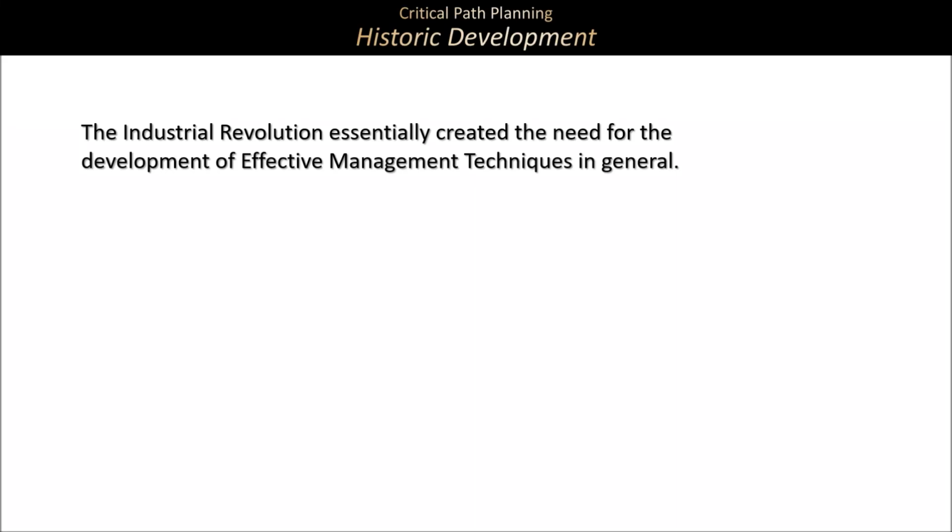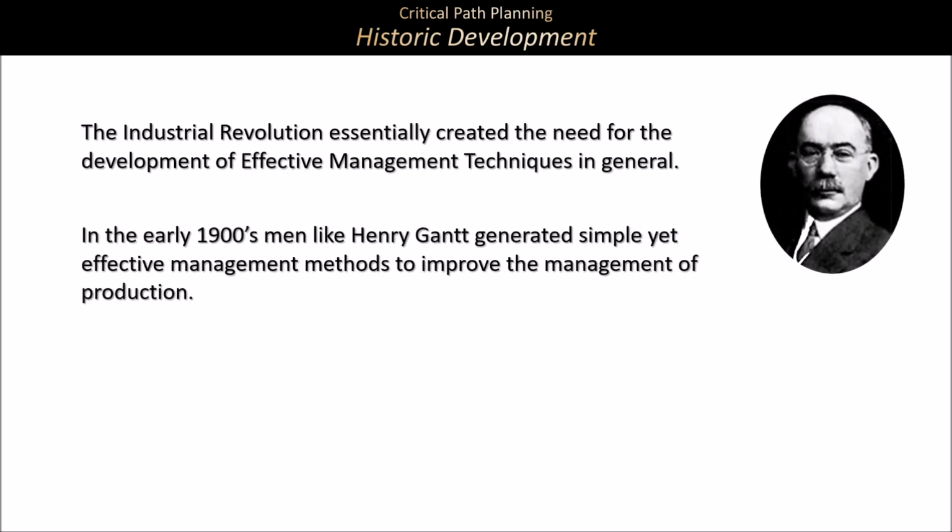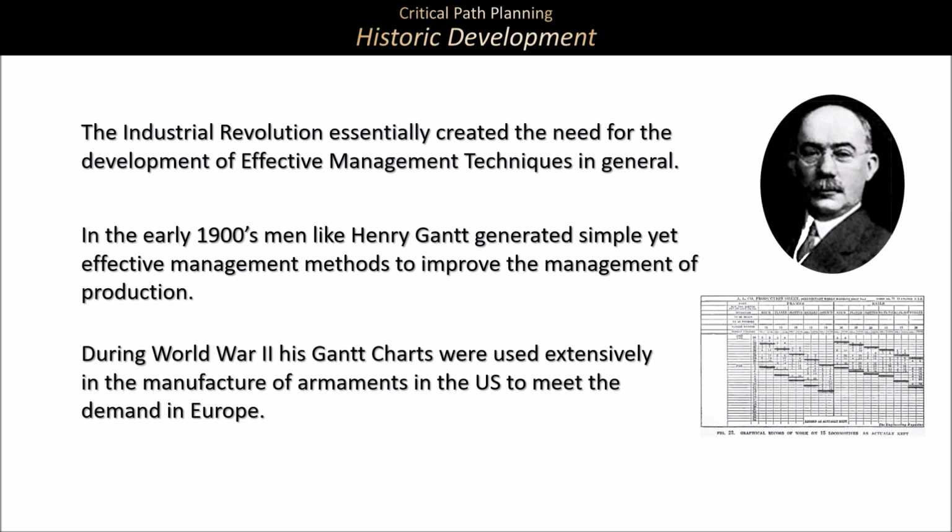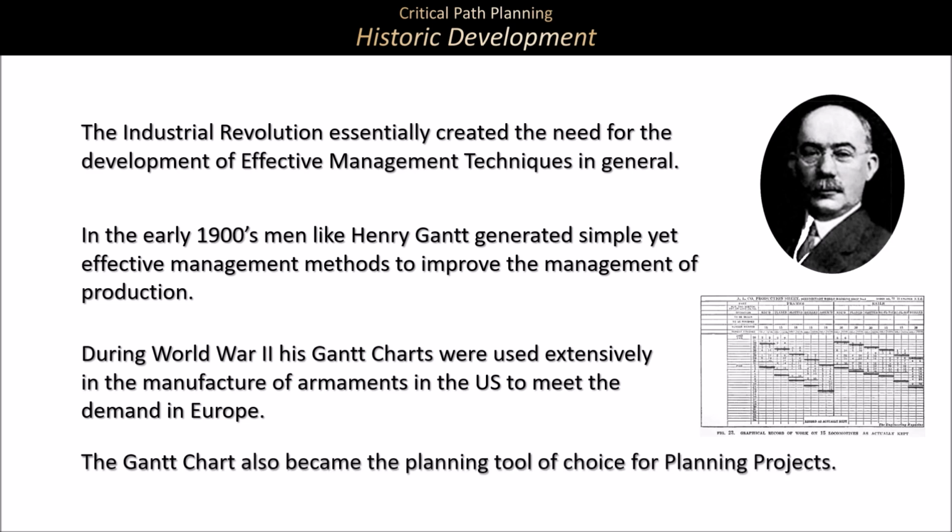The Industrial Revolution essentially created the need for the development of effective management tools in general. In the early 1900s, men like Henry Gantt generated simple yet effective management methods to improve the management of production. During the Second World War, his Gantt charts were used extensively in the manufacture of armaments in the US to meet the demand in Europe. The Gantt chart also became the planning tool of choice for the planning of projects.